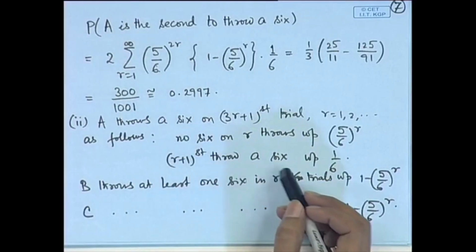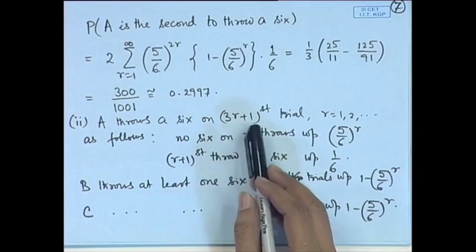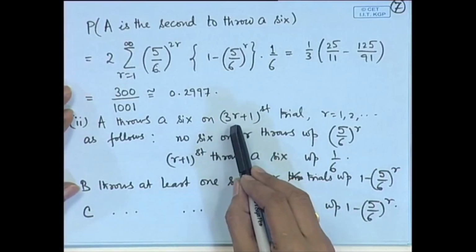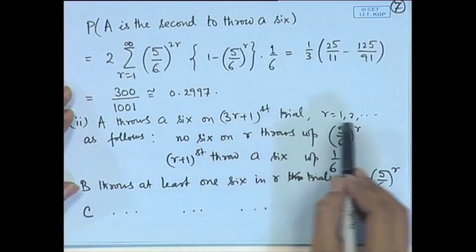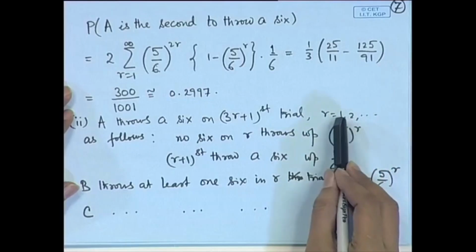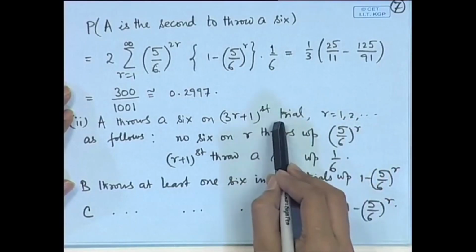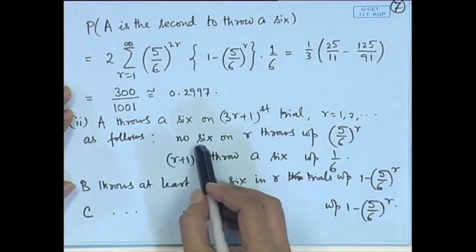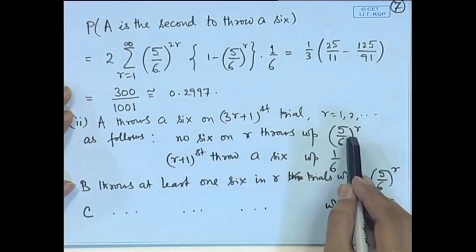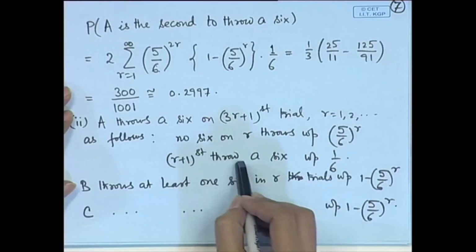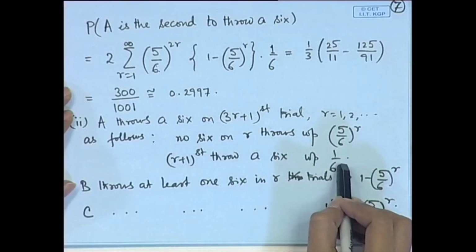Let us also see A is the last to throw a 6. If he is last to throw a 6, then once again he will be able to throw a 6 on the 3r plus 1th trial for r equal to 1, 2 and so on. On r equal to 0, he must not throw a 6. So, once again no 6 on r throws, that will be 5 by 6 to the power r, and the r plus first throw is a 6 with probability 1 by 6.